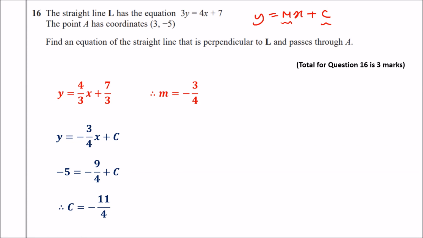It's not necessary. Now that you've got the c value, you just substitute this back into your original equation here, and then you realize that your final equation is going to be y equals minus 3 over 4x minus 11 over 4. And you're done. It's that easy.